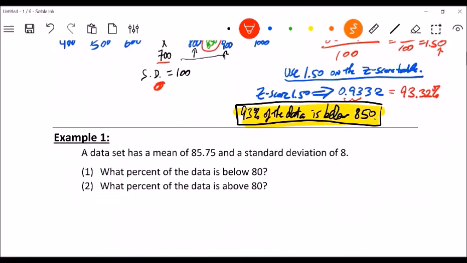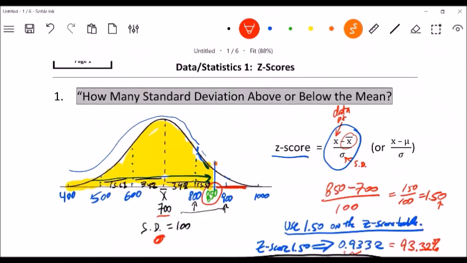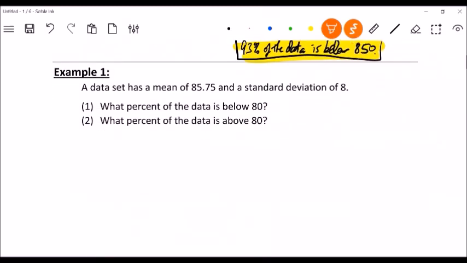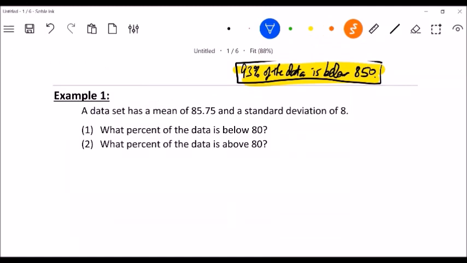So let's look at another one here. This is done with a curve, but we really don't need the curve. All we really need is the formula, and we need the three numbers that go into it, and then we need the z-score table. So 4 things, and we can figure out the percent above or below. So now let's look at this one.